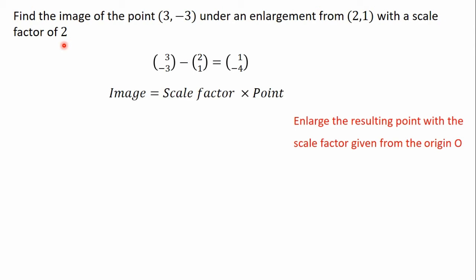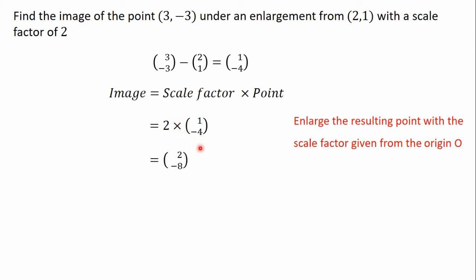In the previous video, we learned that when we enlarge a point from the origin, to get the image, we will multiply the scale factor by the point. So the image is equal to the scale factor times the point. We are enlarging 1, minus 4 from the origin with a scale factor of 2. So the image will be equal to the scale factor, which is 2, times the point, which is 1, minus 4. So 2 times 1, minus 4. 2 times 1 will give us 2.